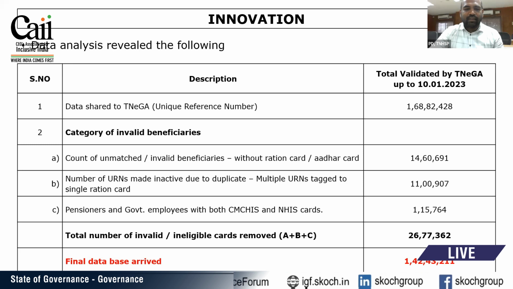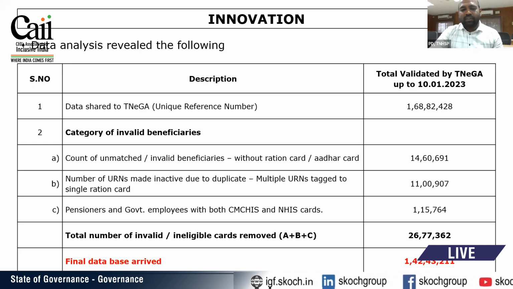The first criteria is the unmatched or invalid beneficiaries. These are the beneficiaries who do not have proper ration card details and other details they gave during the time of enrollment. It is mandatory that these 2 details are available to compare with the eligibility of the beneficiaries. So it works out to 14 lakh families who do not have valid ration card and Aadhaar card details given during the enrollment.